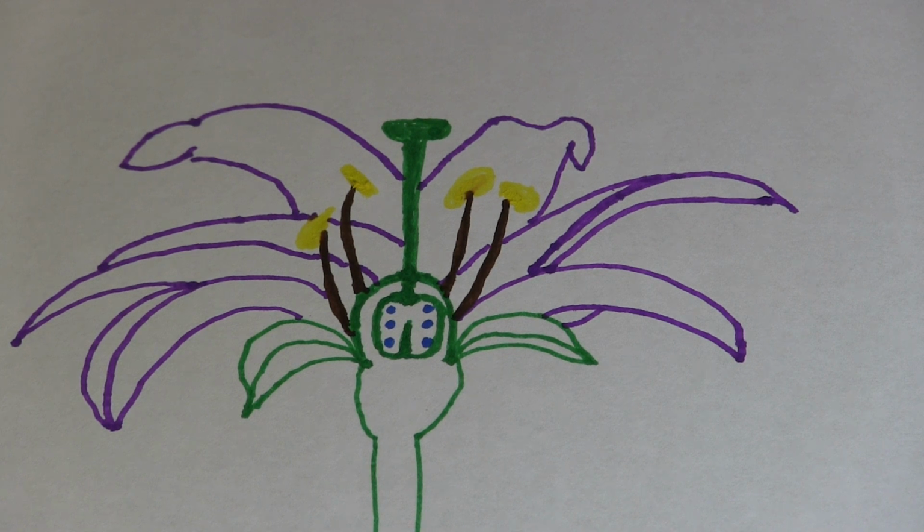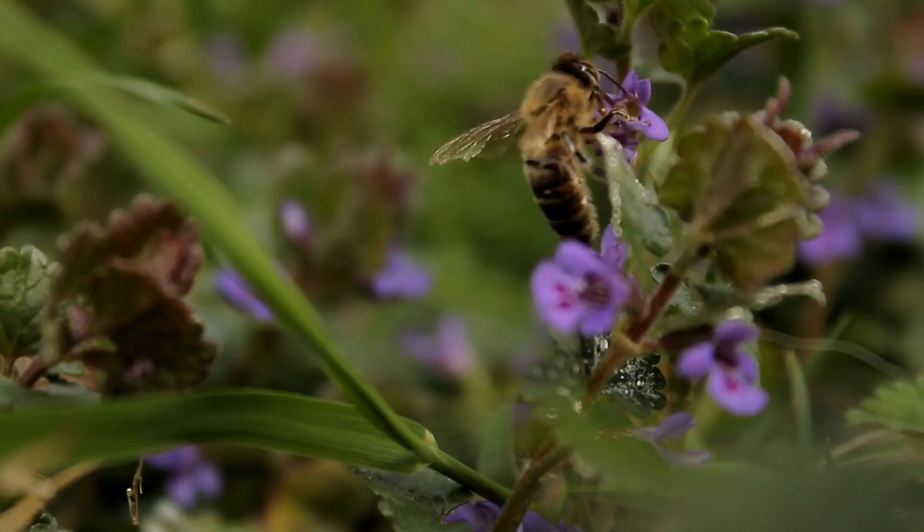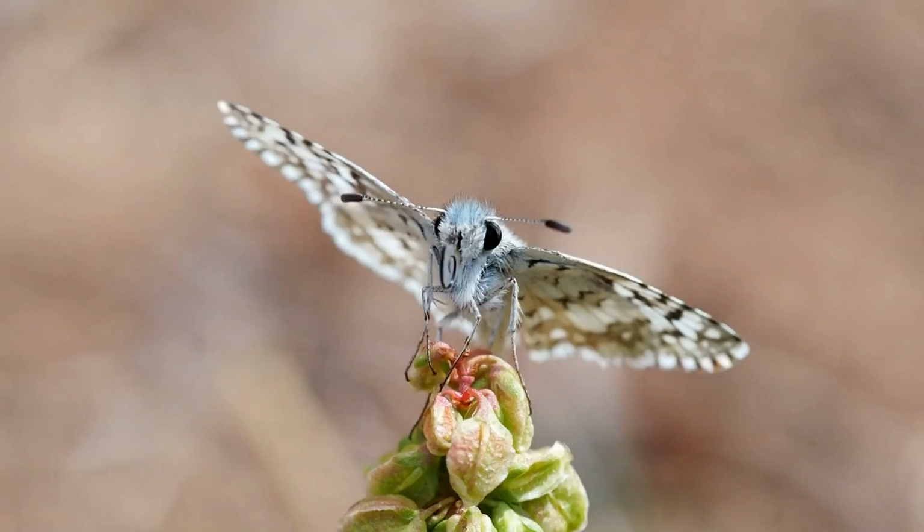Now flowers are made out of two main parts. The female part, which is called the pistil, now that's where the eggs are. And the male part, which is called the stamen, and that's where the pollen is. When pollen fertilizes eggs, they make seeds. In order for this to happen, they need help from pollinators, like bees, butterflies, and other animals, and the wind.